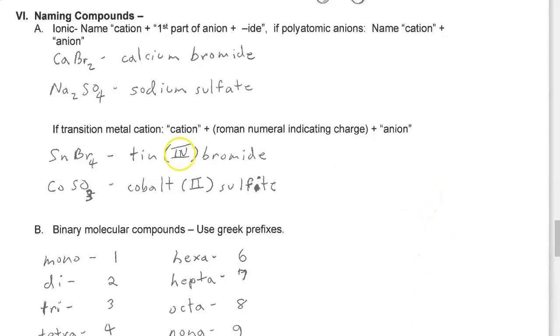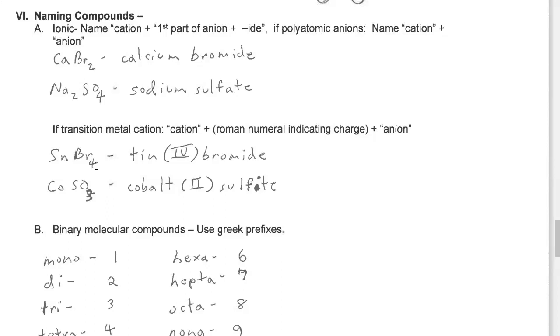So for example, here is SnBr4. Name that compound. Well, Sn is tin. Okay, Br is bromine. So take off the ending, slap on an -ide. So this is tin bromide. But since it's a transition metal, I have to put the charge on the tin in there.